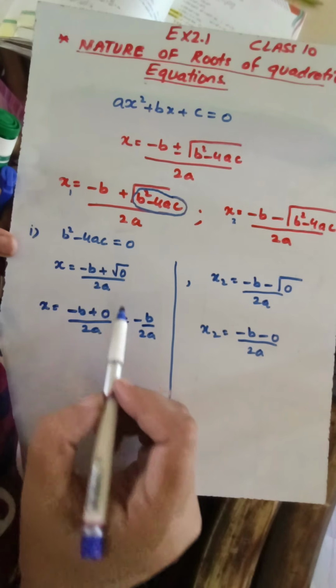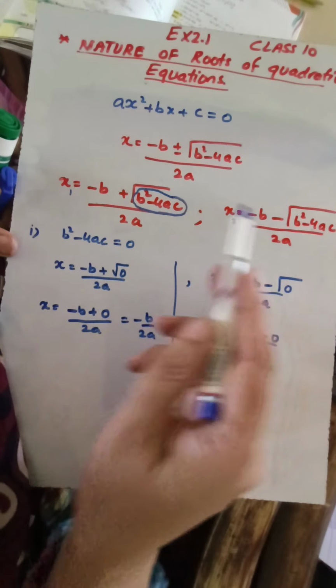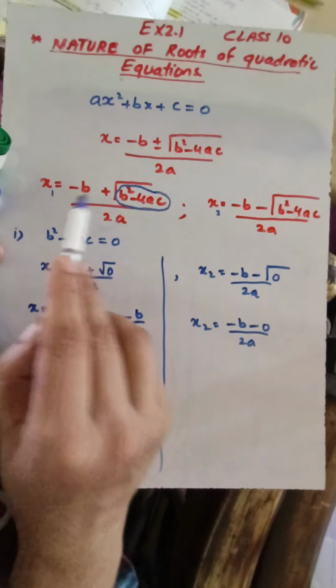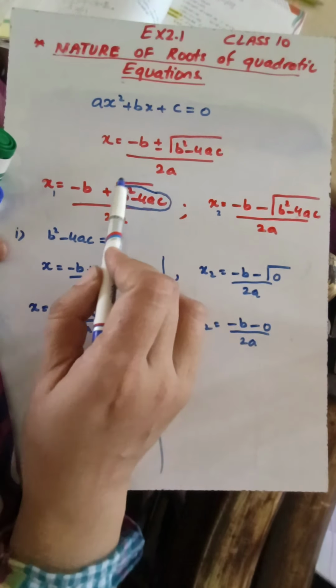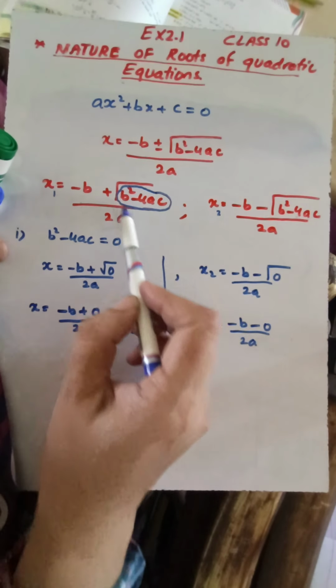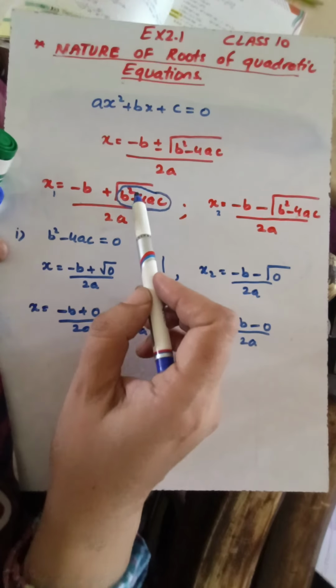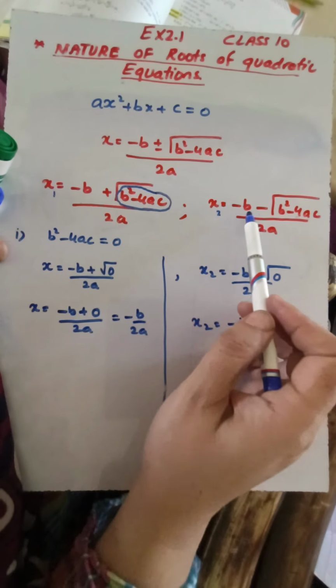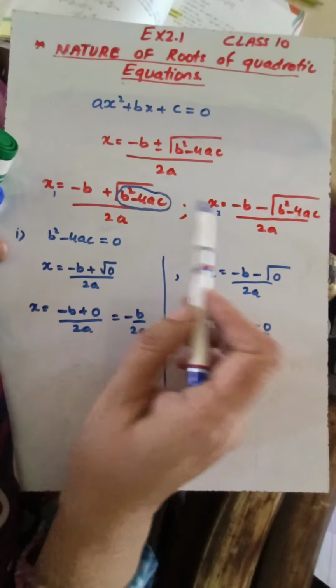So it means that if the discriminant is 0, then there will be no difference between these two roots, because the only thing that was making the difference was this radical sign, this number. If it turns out to be equal to 0, then it will have no effect on the roots of the equation.